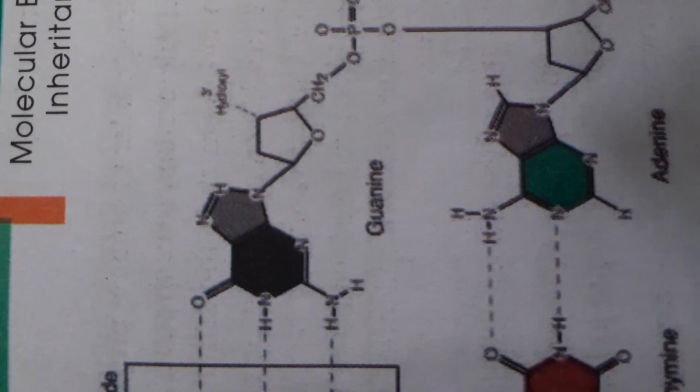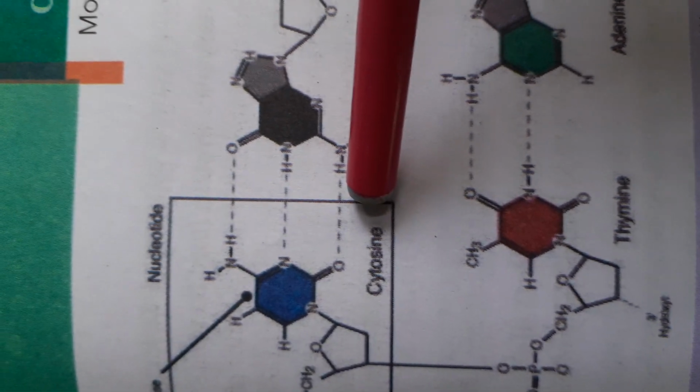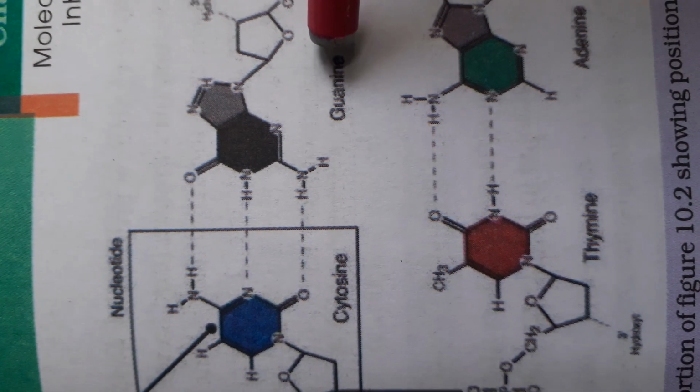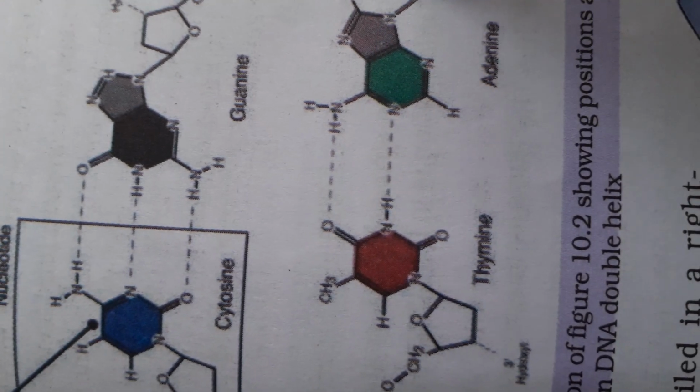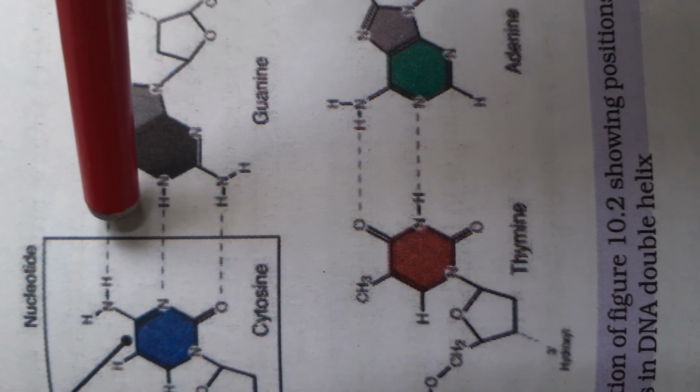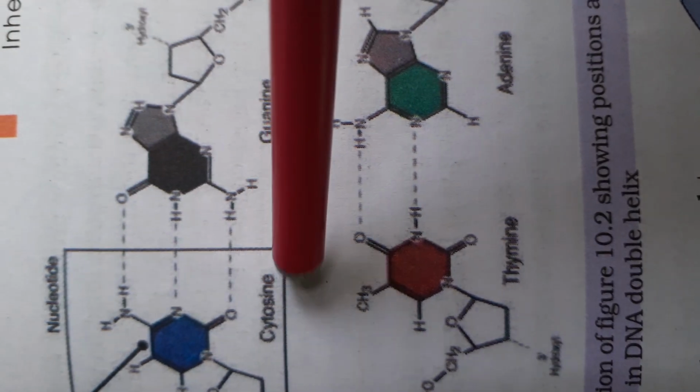Can you see here in between the two nitrogen bases the presence of the hydrogen bonds? This is cytosine, this is guanine. So C always pairs with G, G always pairs with C. T always pairs with A and A always pairs with T. See here, what do you find? These dashed lines are known to be the hydrogen bonds.